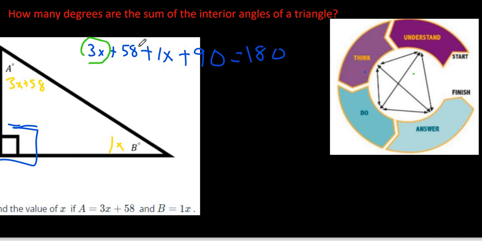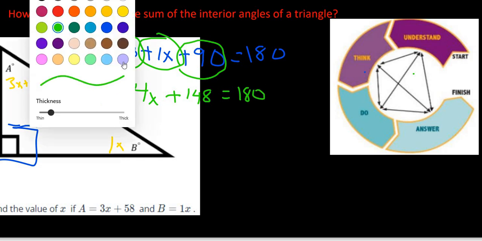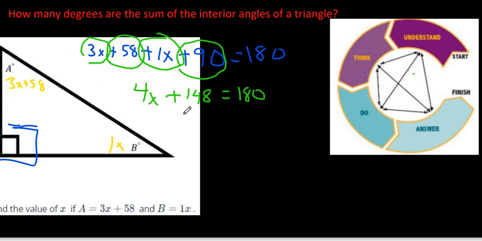So 3x and a positive 1x make 4x, and a positive 58 and a positive 90 make 148. And that's going to equal 180. Now we get rid of the stuff that's on the same side of the letter by not touching it. That's the positive 148. So the opposite or inverse of adding 148 is subtracting 148.